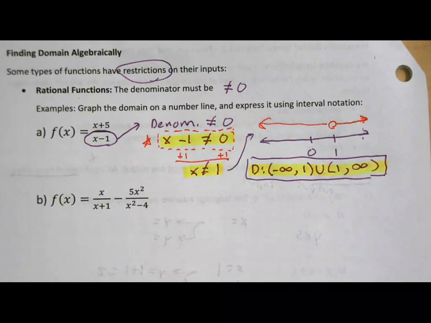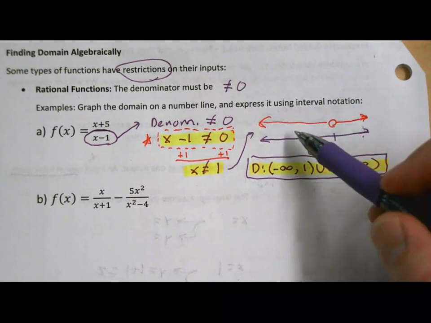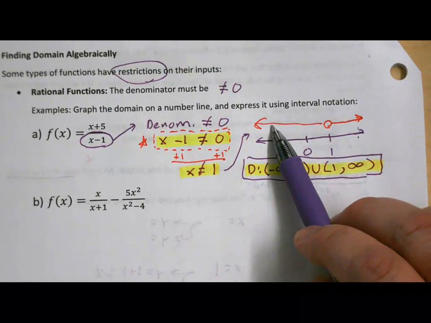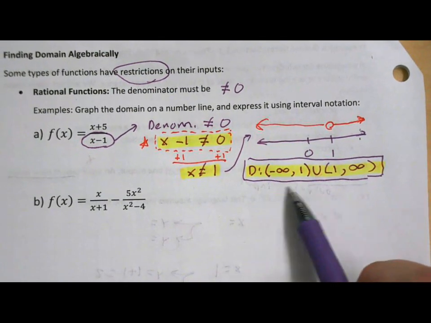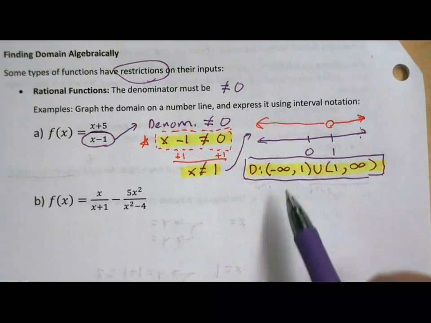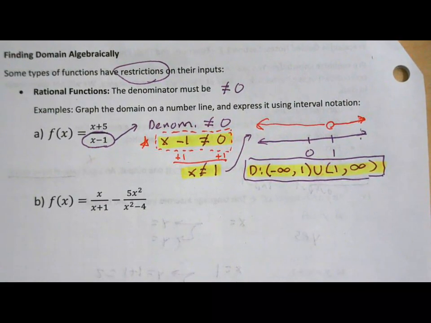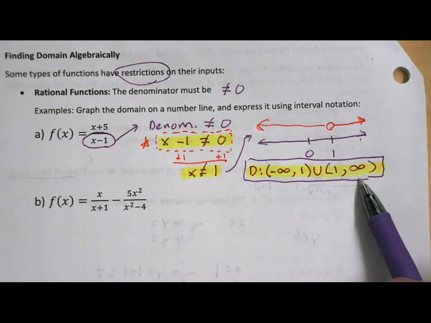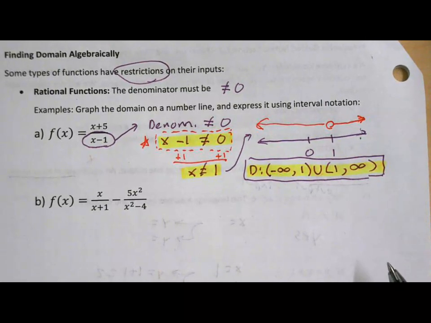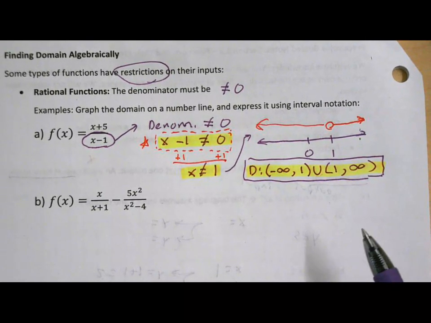So if I asked you, for instance, am I allowed to put -2 into this function? Yeah, it's part of the domain. It'd be in this region right here. Am I allowed to put 17 into this function? Yep. Am I allowed to put pi into this function? Yep. Can I put 1 in this function? No, that's not part of my domain. That would break the function.